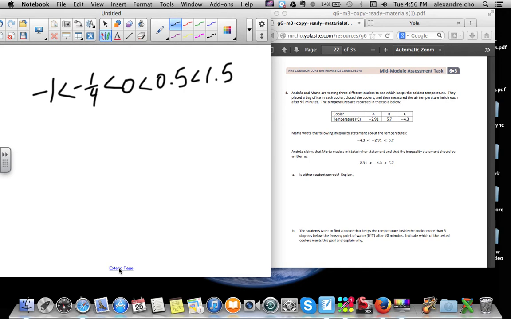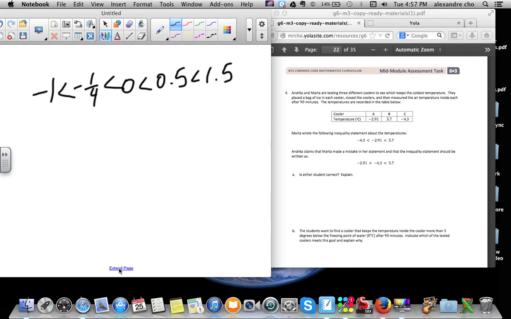Andrea and Marta are testing 3 different coolers to see which keeps the coldest temperature. They place a bag of ice in each cooler, close the cooler, then measure the air temperature inside each after 90 minutes. The temperatures are recorded in the table below. So cooler A, B, and C. Cooler A was negative 2.91 degrees, cooler B was 5.7, cooler C was negative 4.3.